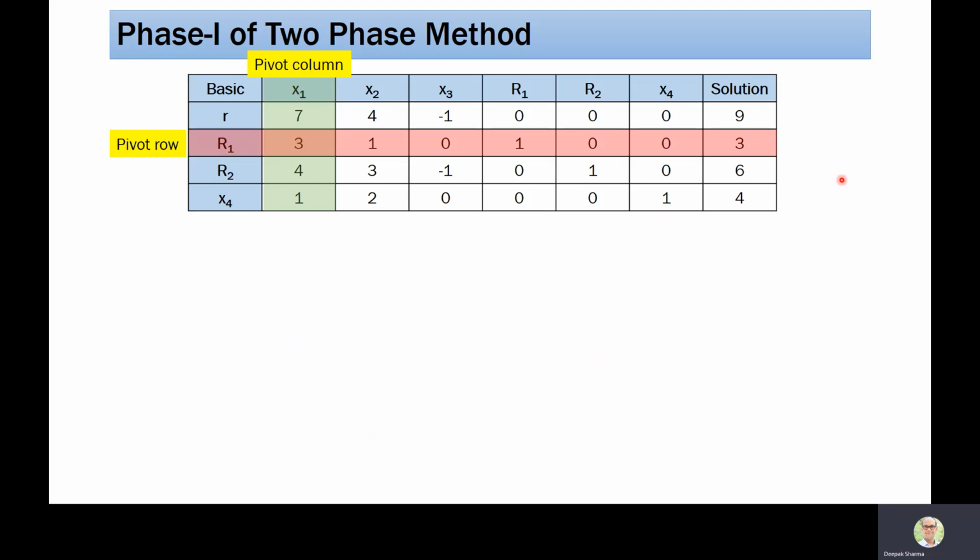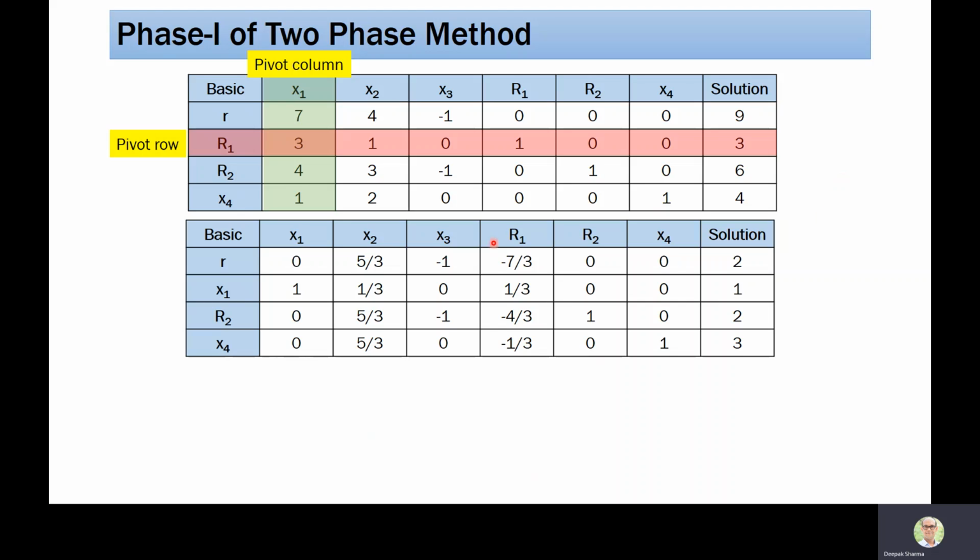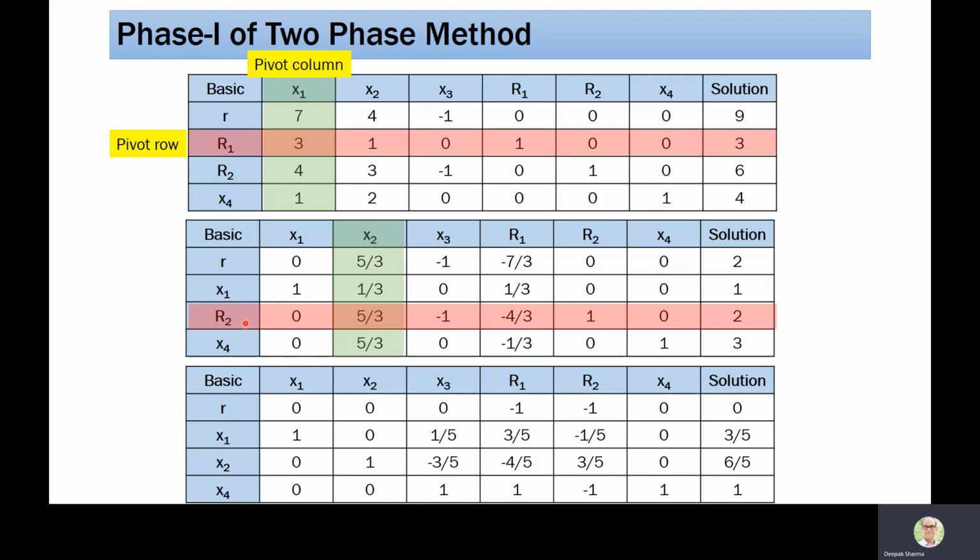Once it is done, then we have to apply the Gauss-Jordan row operation. If we do so, I get the simplex table as we can see here. The changes in the coefficients are written here. Again, what is the most positive coefficient? X2. Based on that, I can find the ratio to see which variable is going to leave. R2 is going to leave. Then we again perform the Gauss-Jordan operation and we get the table at the bottom.